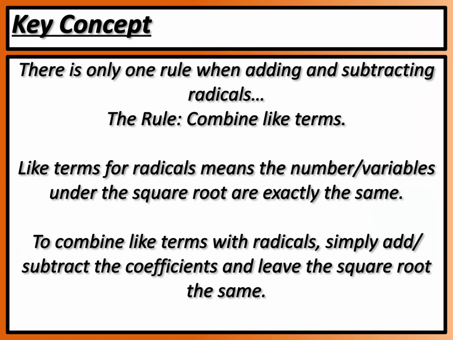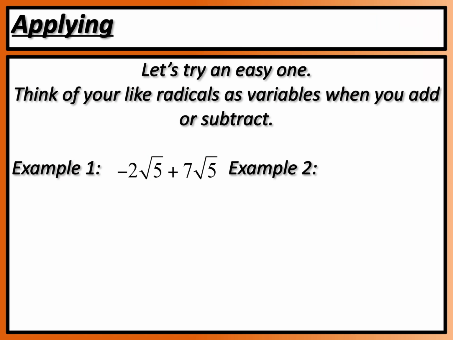Okay, so the basic rule when you're adding and subtracting radicals is it's like combining like terms. When we combine variables, we just combine the coefficients on our x's, on our variables, and we leave the variable alone. So we're going to think of the radical as the variable portion of our expressions. If the number underneath is the same, that makes them like terms, and then we just add or subtract the coefficients.